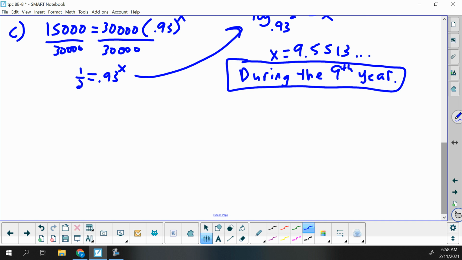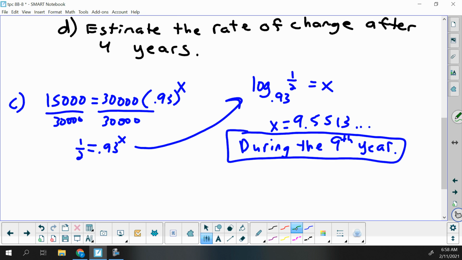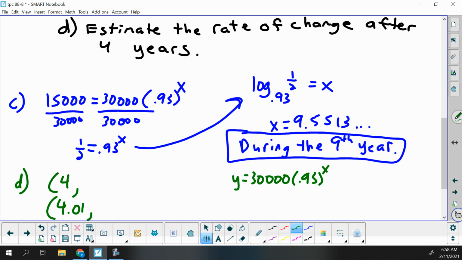All right, last one for part B, or for question 2. We want to estimate the rate of change at 4 years. So when you do a rate of change, we always do that value and 0.01 later. So we're going to do 4 comma something, and we're going to do 4.01 comma that thing. So we're going to take our equation, our 30,000 times 0.93 to the x. We're going to sub in for the 4 and the 4.01, sorry.